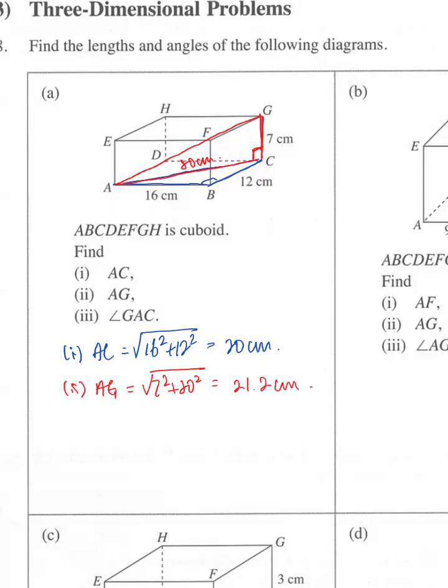Okay, finally to find angle GAC, here we just use basic trigonometry. Let me get my other color. So GAC is here. I look at the red color triangle. I have opposite, I have adjacent. So I use tangent. Tangent of angle GAC equals opposite 7 over adjacent 20. Okay, 19.3 degrees. I'll give you a while to copy this.